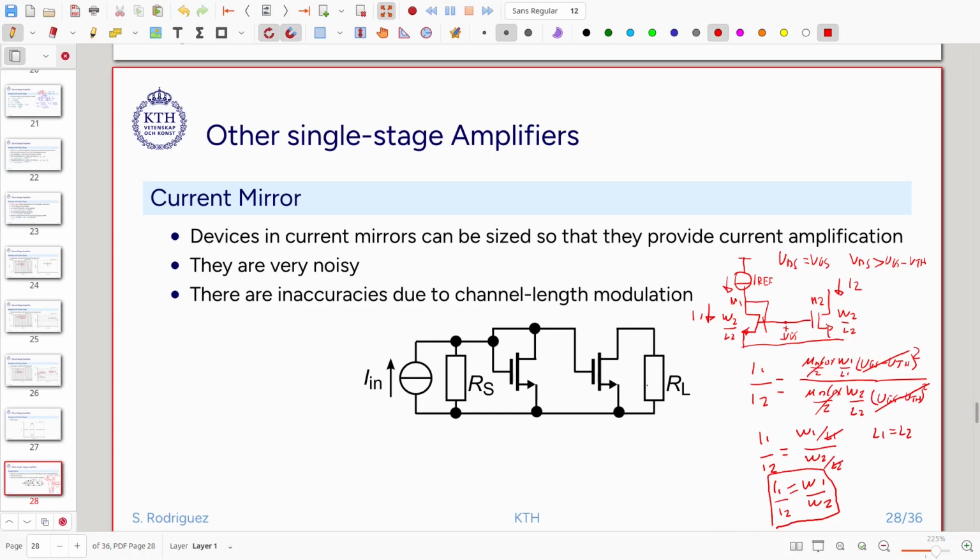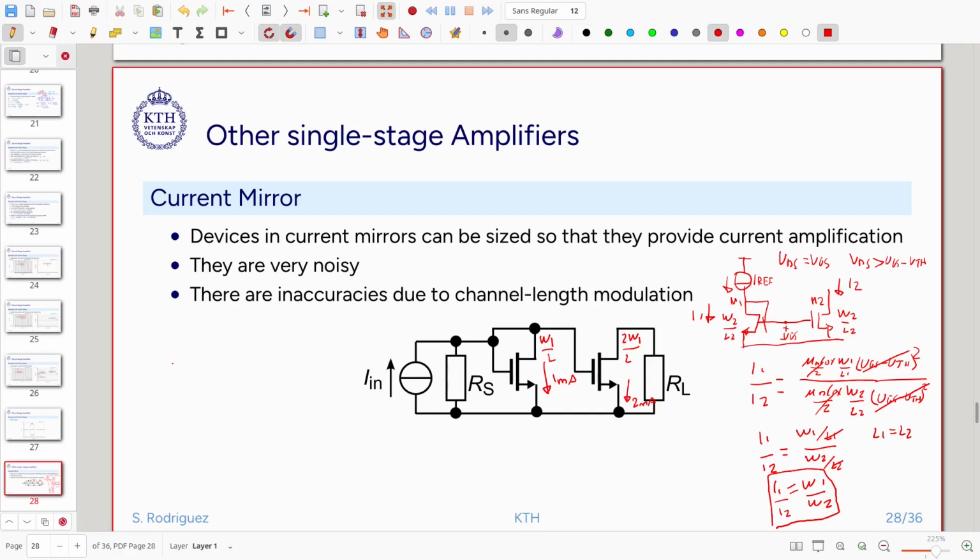So if I have, let's say, here I have 1 milliamp, and this has a width W and length L, and this has 2 times the width, then I will have 2 milliamps here. So just changing the width of the transistor, I can change the amount of current that passes here, and this is for DC. Now let's see what happens for signals in AC.